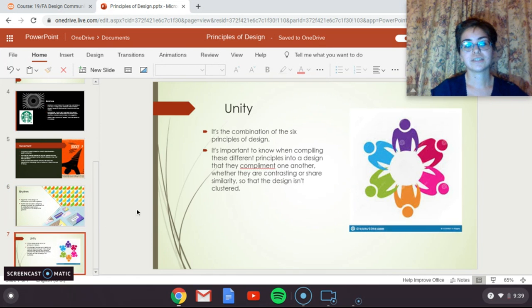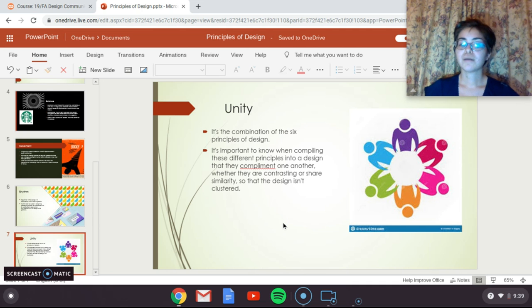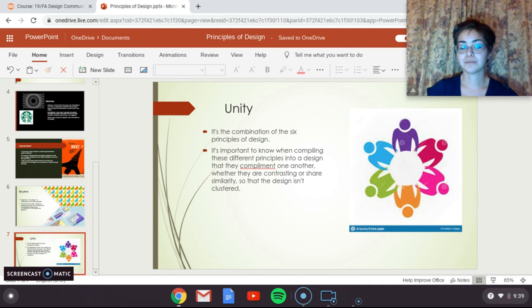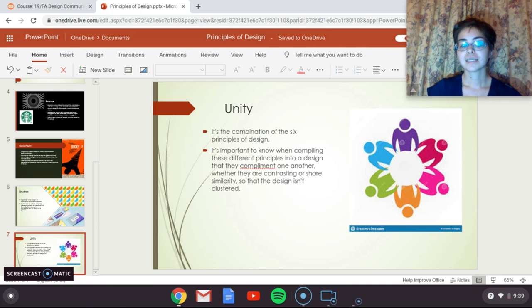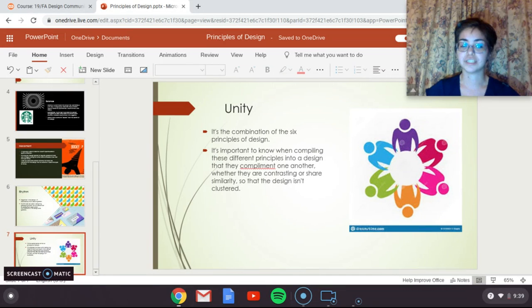And last is unity. It's the combination of the 6 principles of the design. It's important to know when compiling these different principles into a design that they complement one another, whether they are contrasting or sharing similarity, so that the design is clustered.